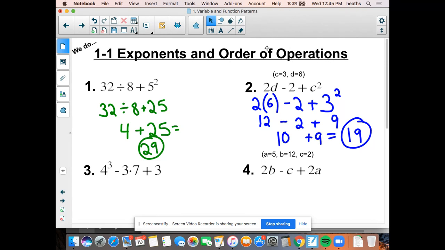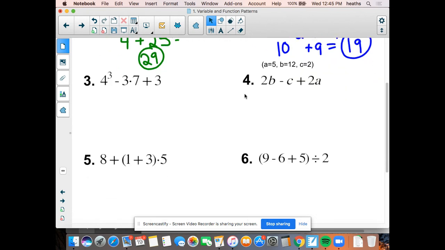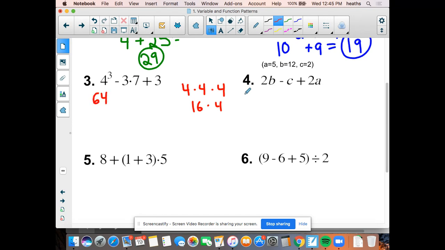Okay, scrolling up for number 3. 4 to the third minus 3 times 7 plus 3. So 4 to the third is going to be 4 times 4 times 4. I'm going to write that over here. I know 4 times 4 is 16. And then 16 times 4 is actually going to be 64. So 64 minus 3 times 7 plus 3.